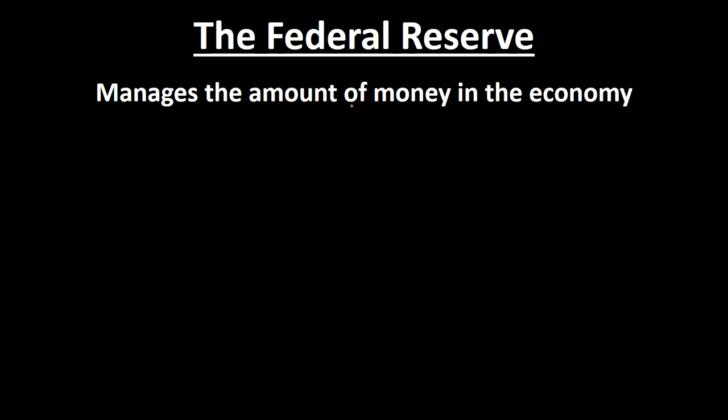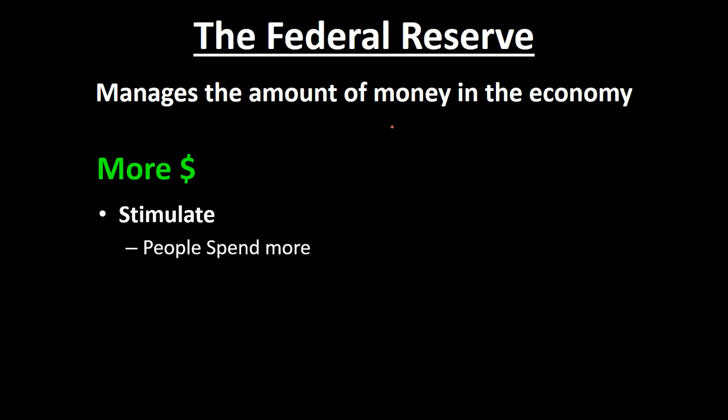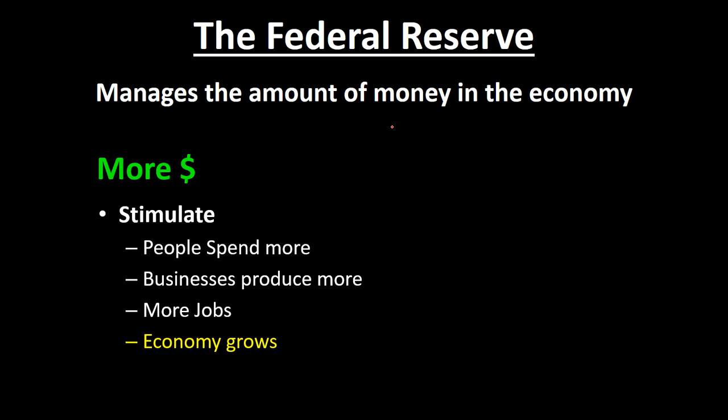Again, the Federal Reserve manages the amount of money in the economy. They control how much physical money there is in the economy. And you should understand now how the supply of that money goes up, goes down, and what happens to the value of that, and how that affects citizens, how that affects businesses, and how that is a huge part of America 100 years ago, and how that is a huge part of America today, and how that will be a huge part of America in the future. More money in the economy stimulates the economy. People spend more, businesses produce more, there are more jobs, the economy grows. But the downside is you run the risk of inflation.